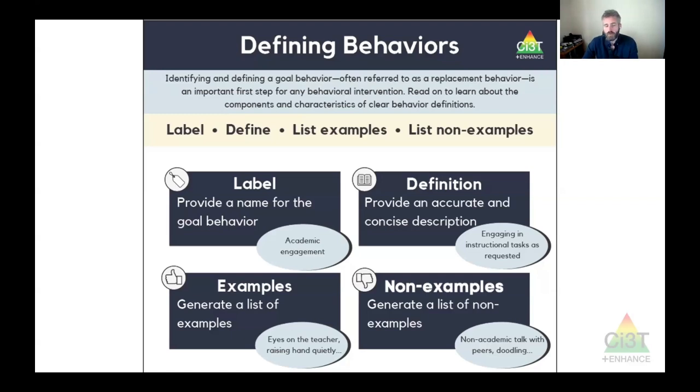And then we're also going to specify some non-examples. So what would you see that would not count as academic engagement? Off task with peers, staring out the window for long periods of time. And you want to use the examples and non-examples to tease out maybe where some people might not agree on what the behavior is or is not. Very important to write a good definition.